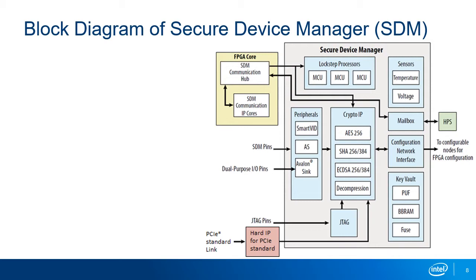The SDM includes all blocks to enable a robust, secure, and fully authenticated configuration scheme. The SDM architecture consists of synchronized processors operating several peripherals, sensors, and cryptographic functional blocks. Let's cover these blocks in some more detail.